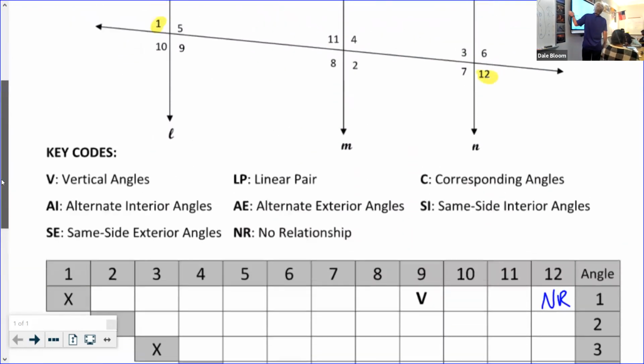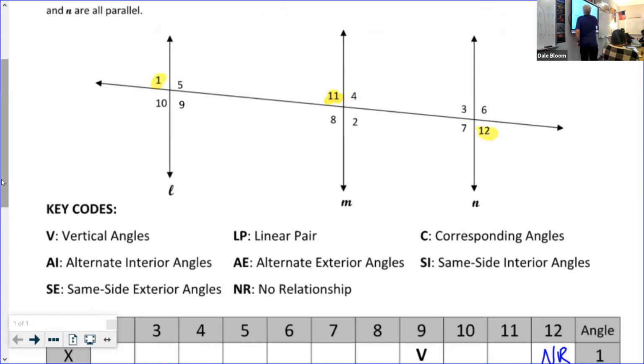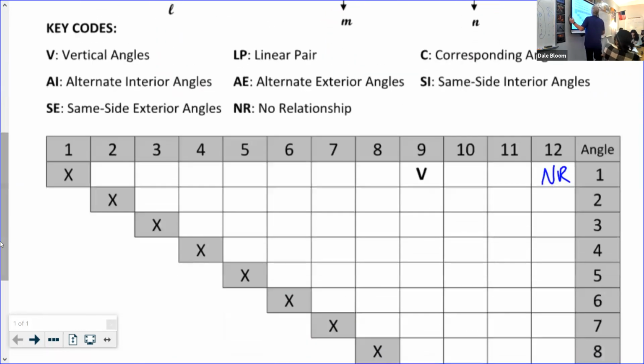Now, angle 1 and angle 11. What's that one? Is it AE, alternate exterior angles, angle 1 and angle 11? These are angles by position. That's called what? Corresponding. The corresponding was just C. You can say C for that answer.